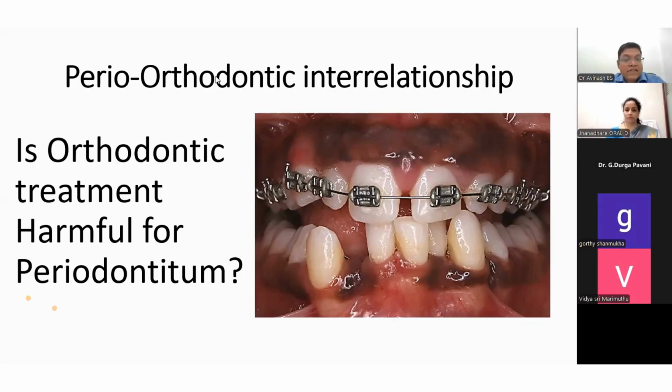Along with this, if the patient doesn't maintain hygiene well, or if the orthodontic forces are too high, and if it is attempted to finish very soon, if the forces are not optimal, then it can cause damage to the periodontium. But when we overall consider the benefits of orthodontic treatment, it is more beneficial for the periodontal condition than causing harm, provided you follow certain rules.